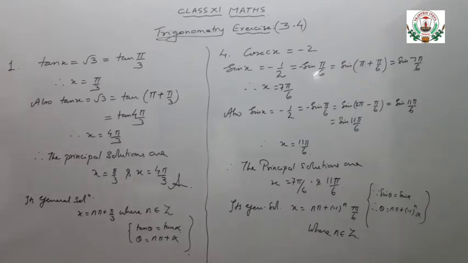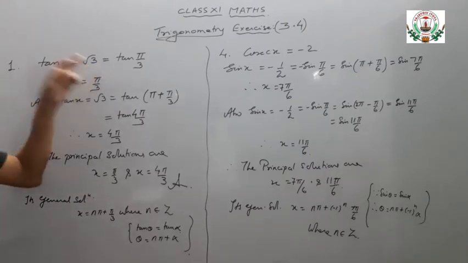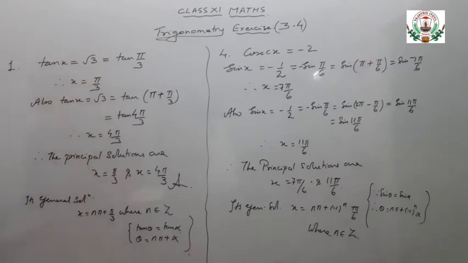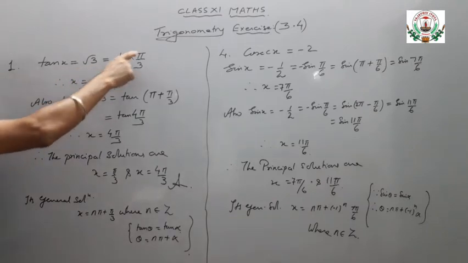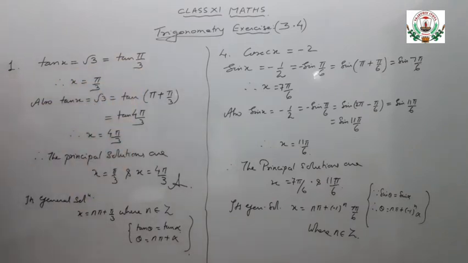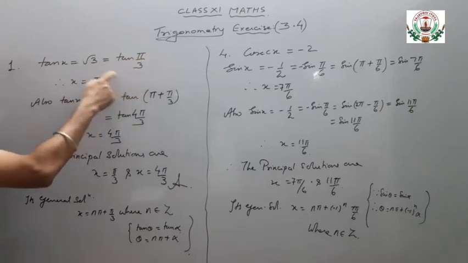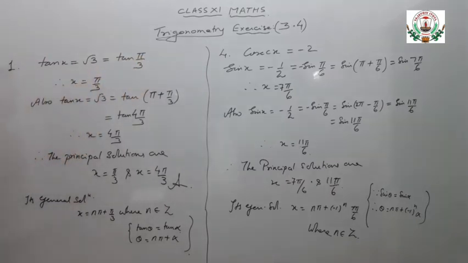The first question of the exercise 3.4: tan x equals root 3. We have to find out the principal value as well as the general solution. So tan x equals root 3, positive, so tan pi by 3, tan 60 degrees. x equals pi by 3. This is the first principal solution.